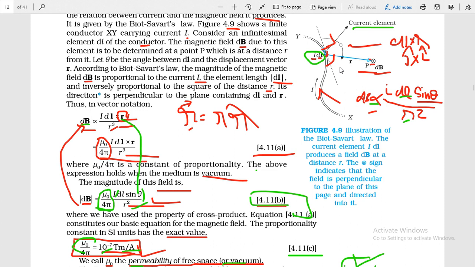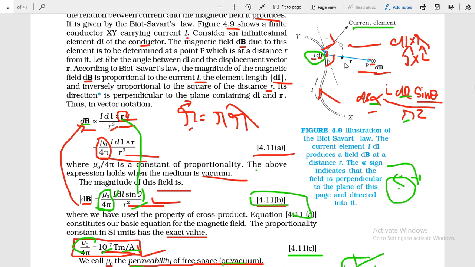Suppose this is a loop-like structure. If the current in this loop is in the anti-clockwise direction, then the magnetic field inside the loop at any point is given by the right hand rule, and it will be perpendicular to the plane of paper and outward, which means towards your eyes. And if it is clockwise, then it will be perpendicular to the plane of paper and inward, which means away from your eyes.